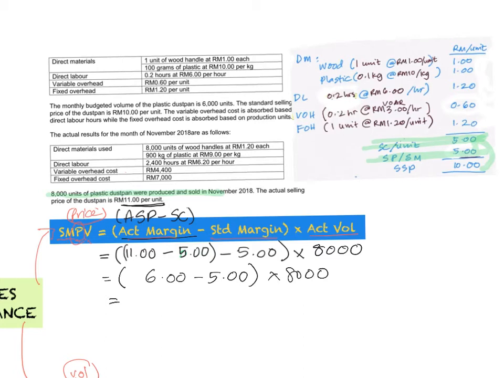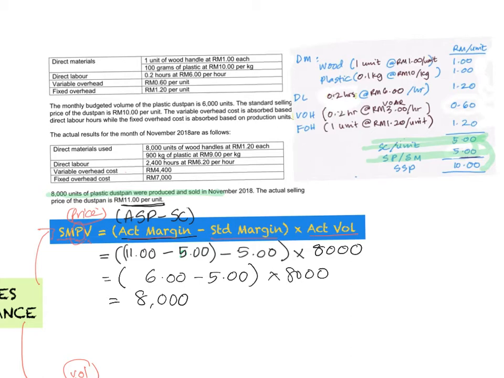So you will get the answer of 8,000 ringgit. Okay, so what does 8,000 ringgit mean? Is it favorable or is it unfavorable?